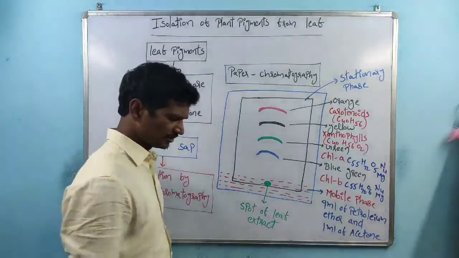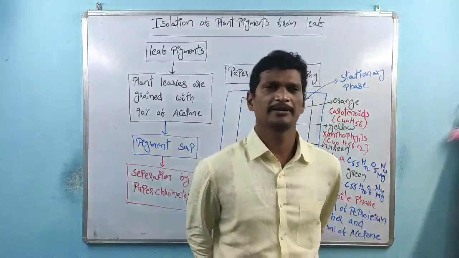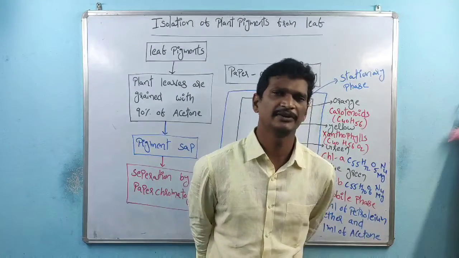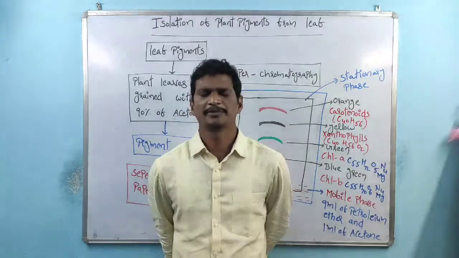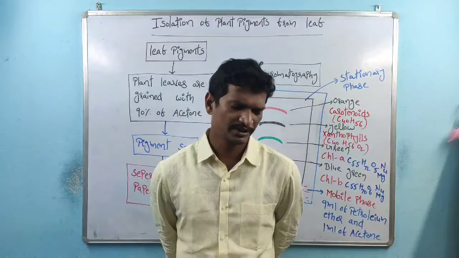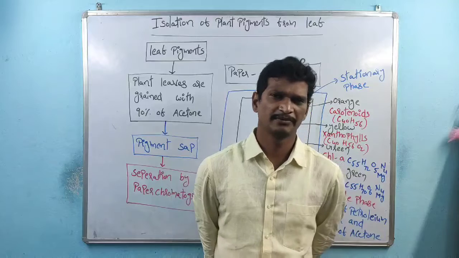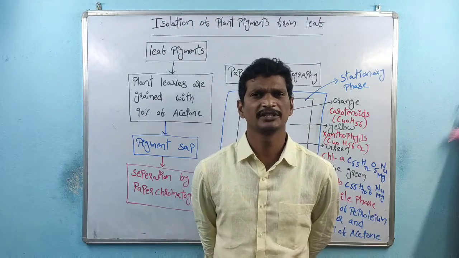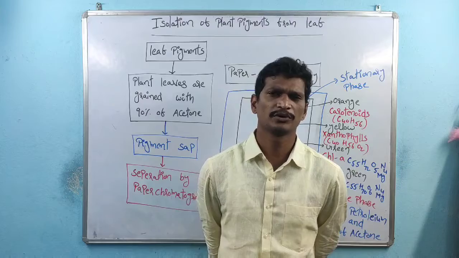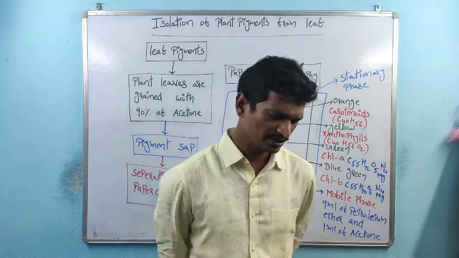The next topic is isolation of plant pigments from the leaf extract. We are isolating the pigments. So how are we isolating plant pigments from the leaf extract? We are using one technique, called the paper chromatography technique.